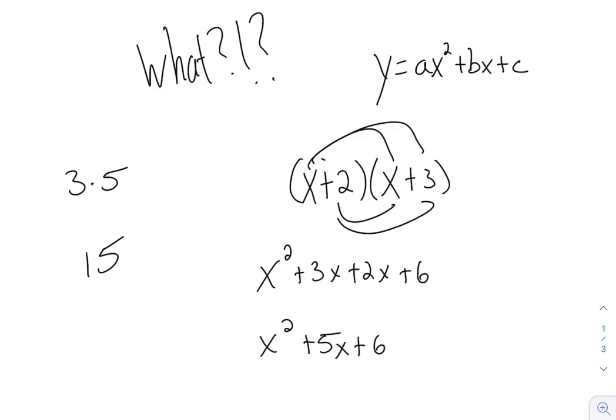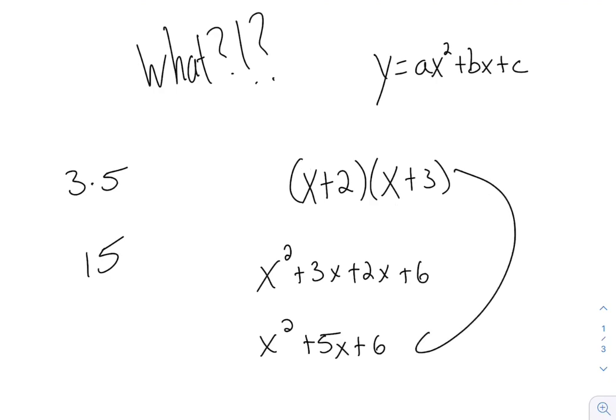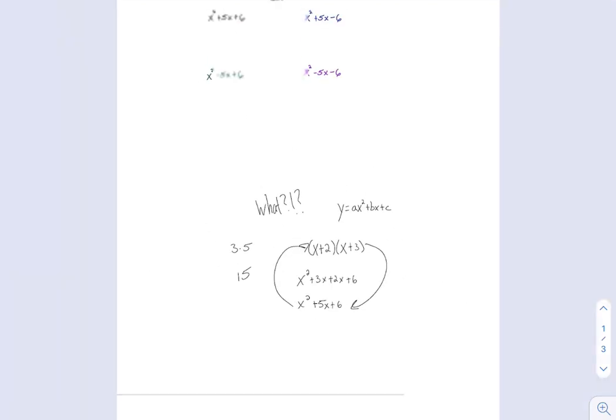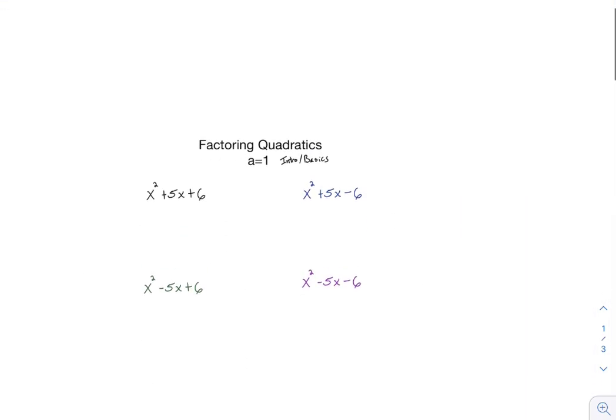What we're going to do is factor. So instead of going from the top here, where we multiplied these two together to get the quadratic, we're going to go in the opposite direction. We're going to take the quadratic and go back to its factors. Okay, so let's take a look at how we do that.